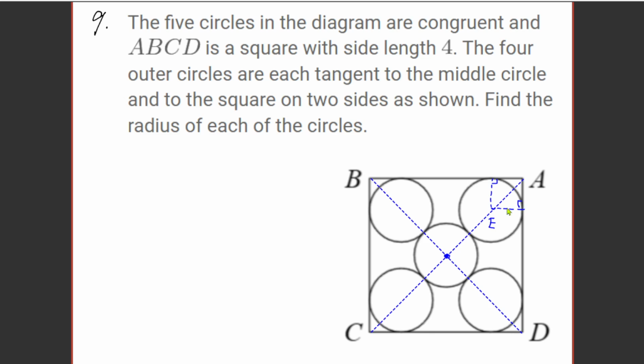Diagonal AC bisects angle BAD, so it must pass through E. Similarly, AC must pass through this center G. Center G is the center of that circle here, right? So drawing altitudes from E and G to AB and CD, let's call this point Y and this point X. Then we form 45, 45, 90 triangles.